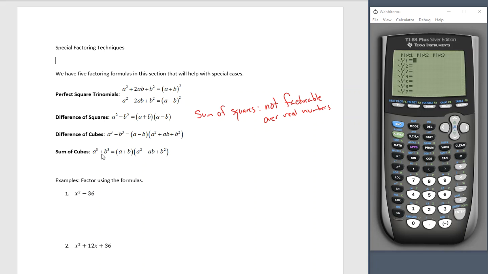Here, a cubed plus b cubed, sum, addition of cubes. Singles, all pairs. Right, these are very similar, the AB and the 2AB, so make sure you're using the appropriate formula. Now, it's for the signs.